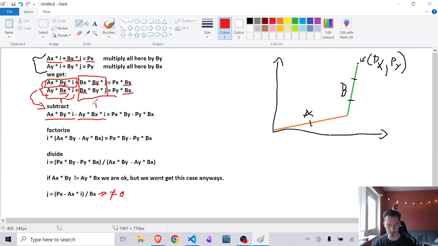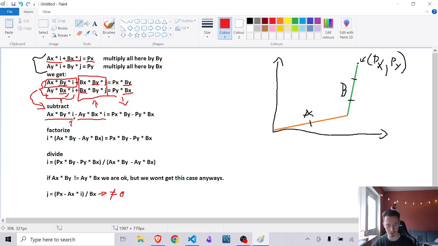And this one over here becomes 0. Since they're the same thing, we can just imagine 10 minus 10, it's 0. 100 minus 100, it's going to be 0. So whatever it is, even if we don't know what it is, it's going to be 0. Then we do the same thing on the right side. So we take px times by minus the second thing, which is over here, and we get a formula over here. Now what we can do is factorize.